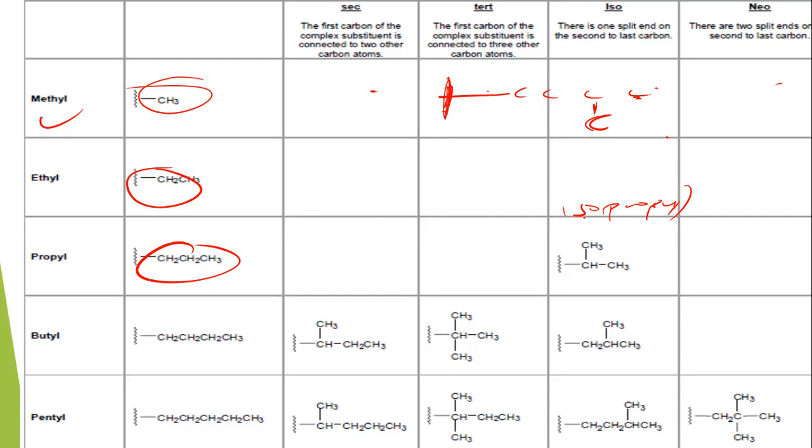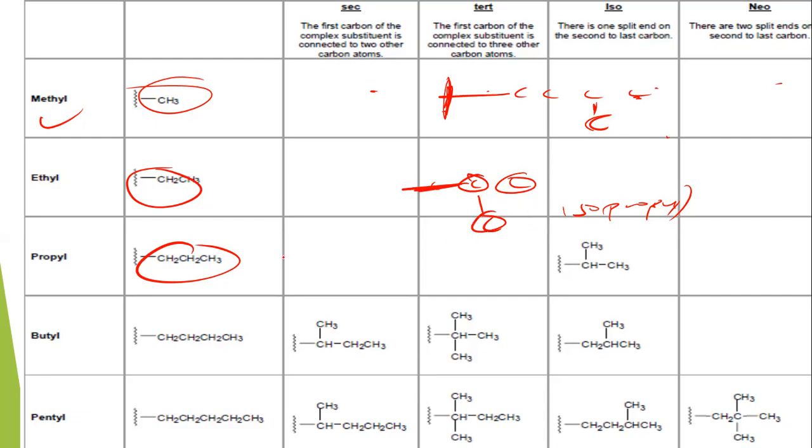So if I talk about isopropyl, propyl has 3 carbons, right? So 1, 2, 3. Now I cannot draw the 3 in a straight line here. The last one should be a split. So this is how I'll draw it, and this will be attached to the parent chain. If this is the last carbon, the last but one is this one, and there's a split. So this is isopropyl, right?